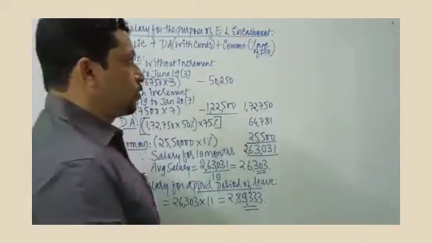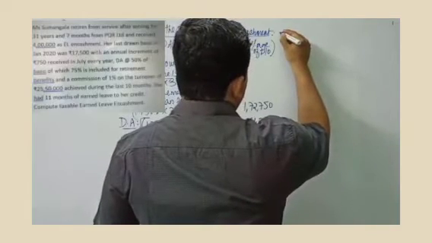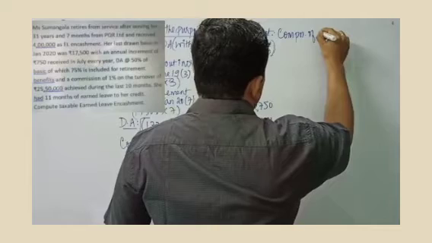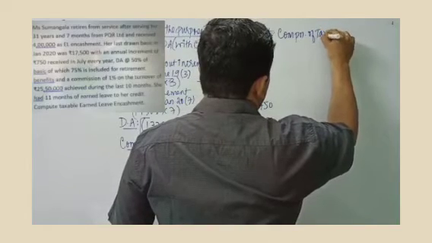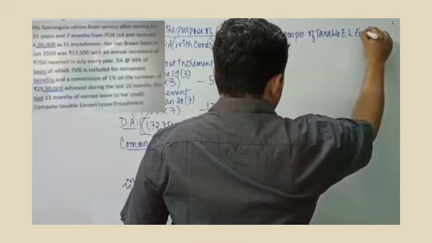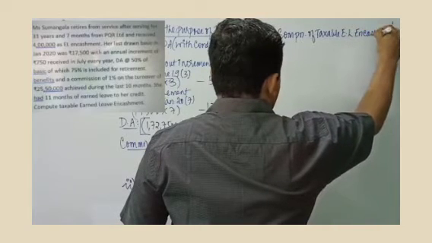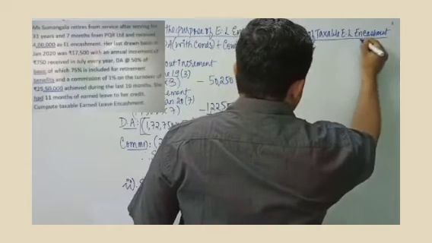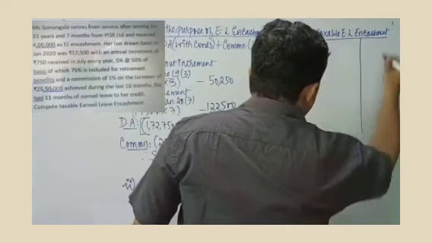Now what we will do is we will prepare the format. So I record over here computation of taxable earned leave encashment. I will prepare two amount columns.